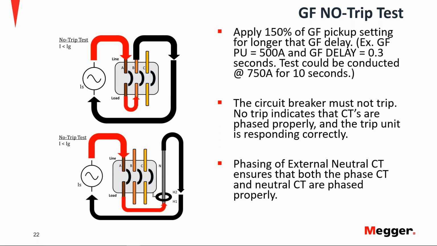What are we accomplishing if the breaker will not trip? Well, a really important objective of this test: we use 150% of the pickup setting for longer than the time delay. If the breaker is not tripping, what are we measuring? We are making sure that the CTs of the circuit breaker are installed correctly. By installed correctly, I mean the phase and polarity are correct, and also the size. I'll cover that in a little more detail in a couple of slides.